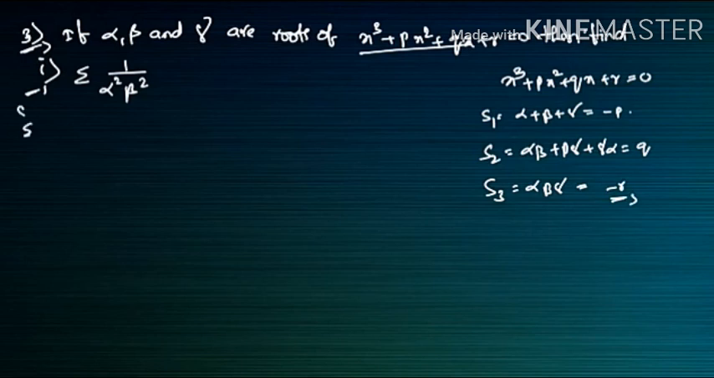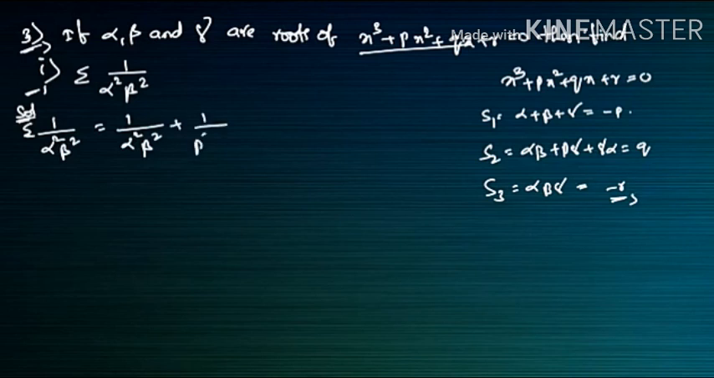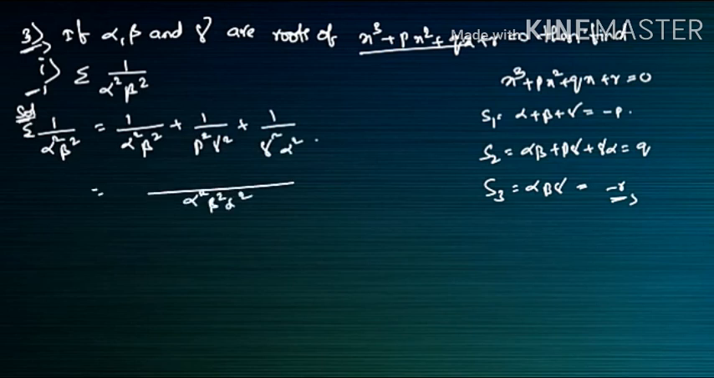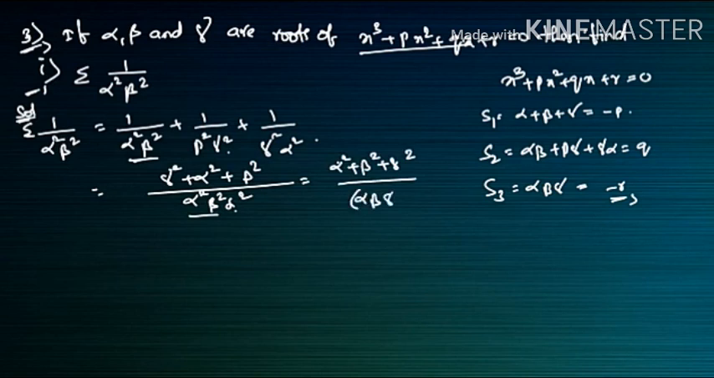Now the given question's solution here. The given question is summation of 1 by alpha square, so 1 by alpha square plus 1 by beta square plus 1 by gamma square. We can write it as 1 by alpha square beta square plus 1 by beta square gamma square plus 1 by gamma square alpha square will come here. So the LCM is alpha square beta square gamma square. Here alpha square beta square is there, so gamma square will come here, plus beta square gamma square means alpha square will come, plus gamma square alpha square, beta square will come. So it will become alpha square plus beta square plus gamma square divided by alpha beta gamma whole square.